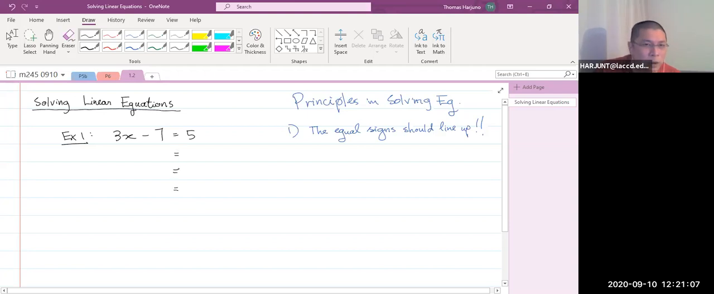If it is a bit off, it's handwritten, so if it is a bit off, that's fine. But what I don't want to see is when your equal sign comes here, and then later on here, and then later on here. No, I don't want it. I don't like it, and I usually penalize at least half a point for that.